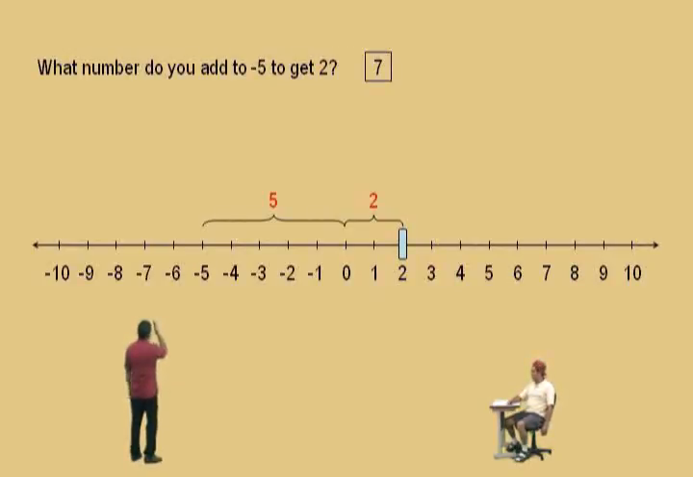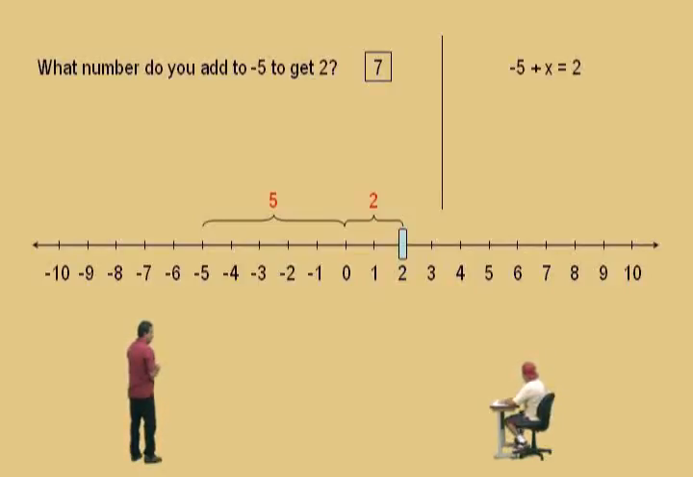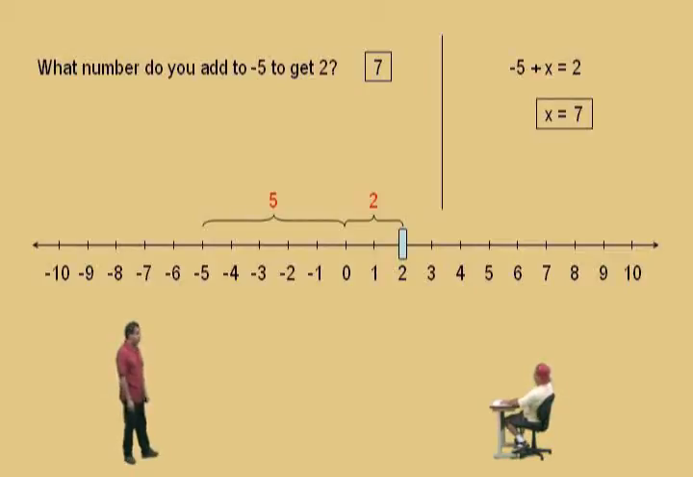Now, in beginning algebra, you're going to be asked this very same question, okay? But you're going to be asked in this manner here. Negative 5 plus x equals 2. That equation there is actually asking you, what number do you add to negative 5 to get 2? And what's our answer, Charlie? 7. It would be 7. So x would be 7 in that equation. Okay? So you're going to get to those type of equations, Charlie, when you get to beginning algebra.